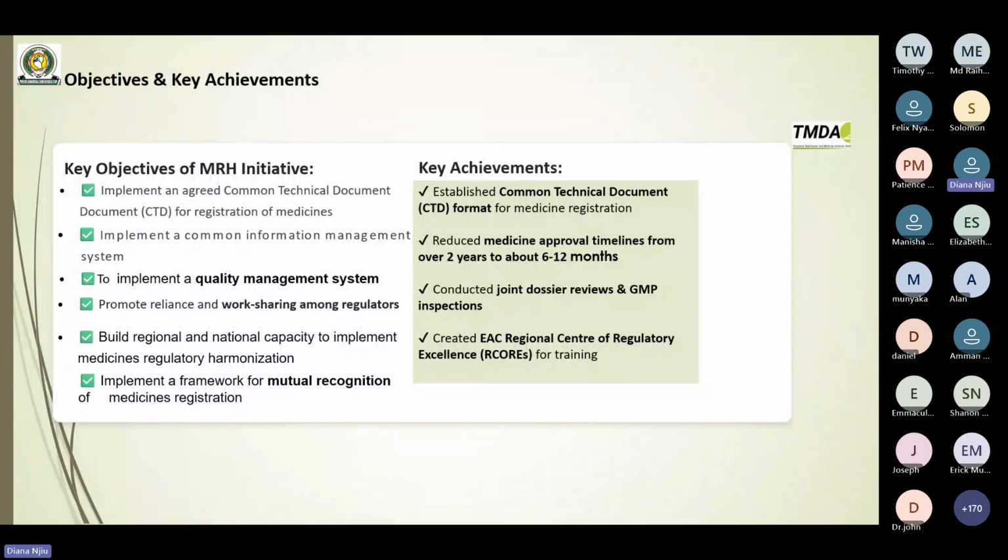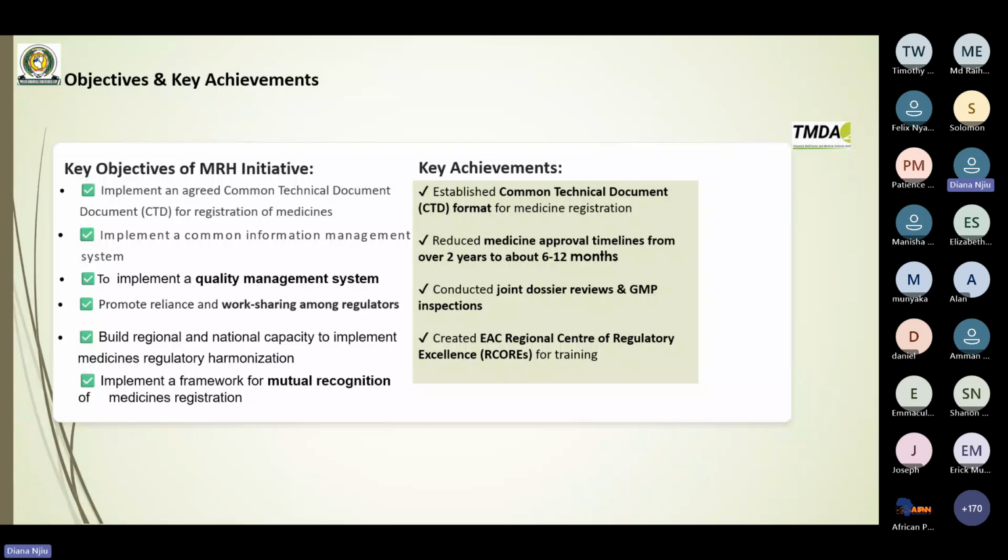So since the inception of the EAC MRH, there are several achievements that have been made, such as the establishment of the common technical document. Through this pathway, applicants or registrants who are interested can access the actual requirements, so that if they submit this information in any EAC country or in Africa as a whole, it will not be a surprise. This is a document known by all the manufacturers and applicants who are interested in marketing products in the region.